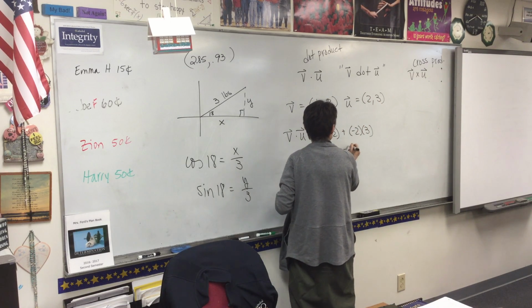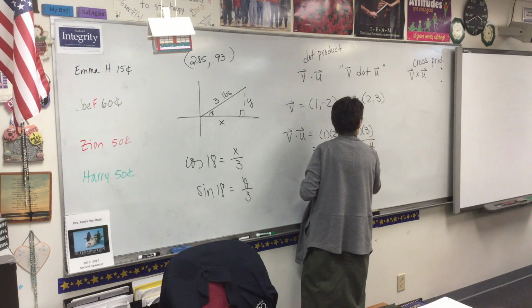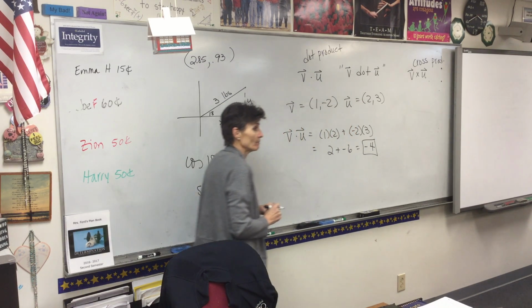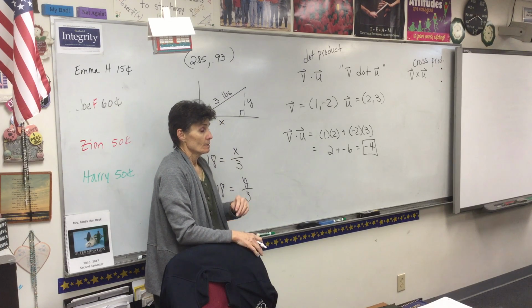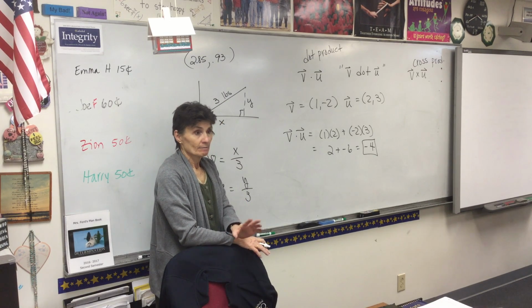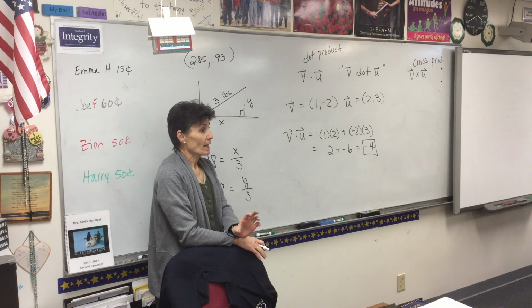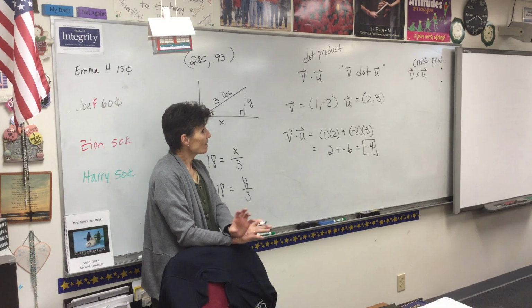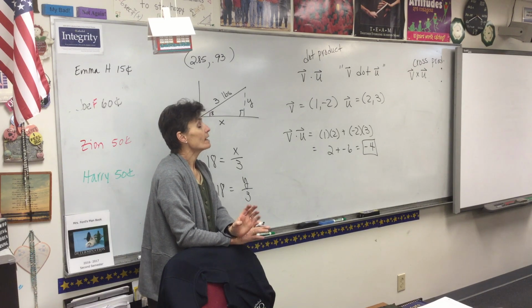So that would be 2 plus negative 6. The answer is negative 4. You're just multiplying. That's it. So the answer's a number. So when I do v dot u, I take x times x, y times y, add them up.